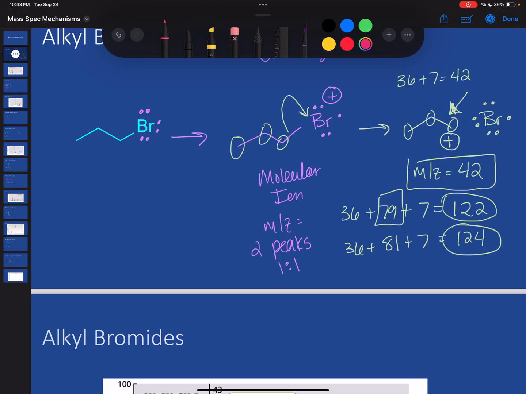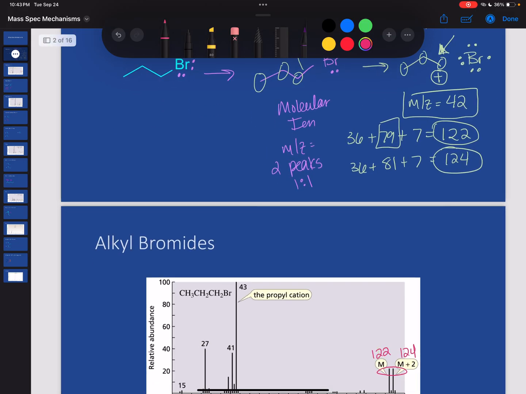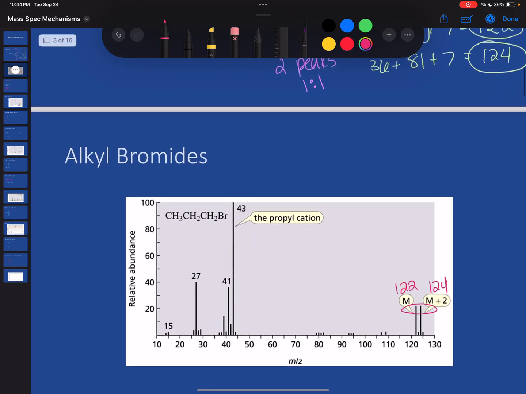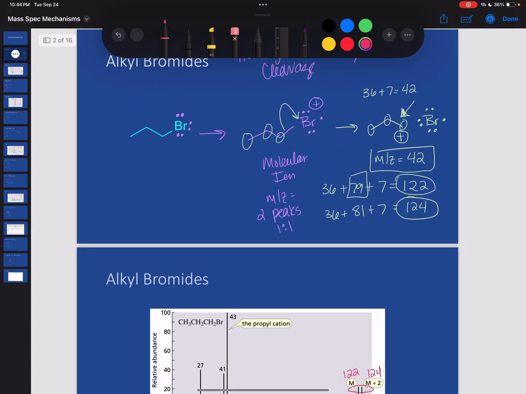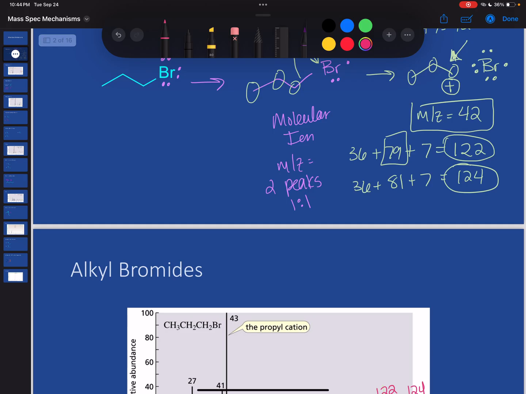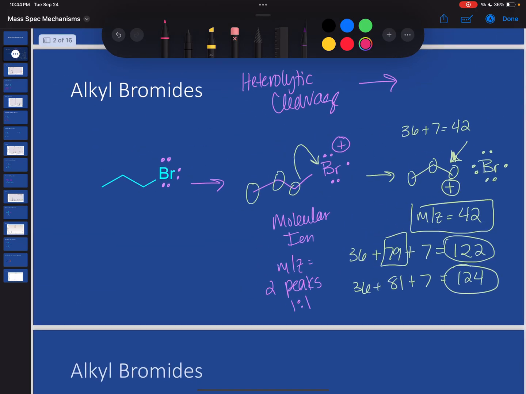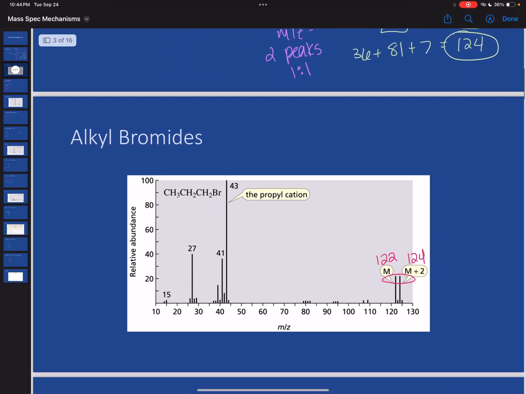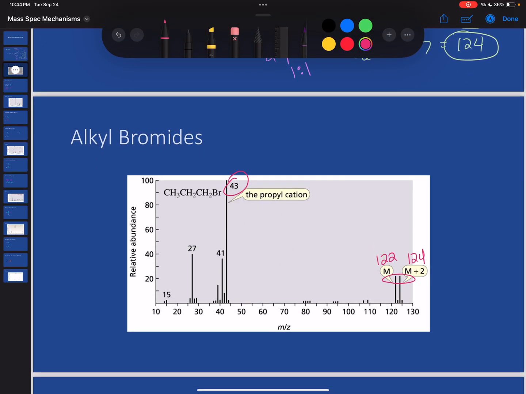What did I do wrong? Somehow I'm off by 1. It is 43. Propyl should have 3, 5, 7 hydrogens. Maybe I just did my math badly. Let's put it in the calculator. I bet I just added wrong. 36 plus 7, oh my goodness, that's embarrassing. 43, there we go. Now we're cooking with gas. So here's the 43 from that propyl group.